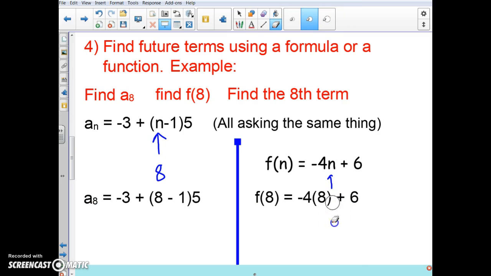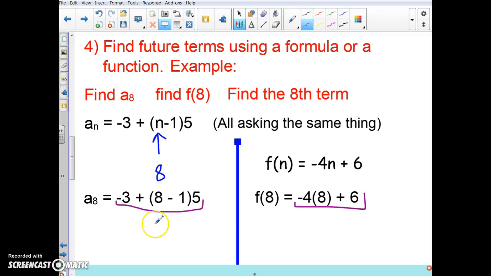Get this out of our way here now. And then we'd just be calculating out what these numbers ended up being, right? So this one ends up being, I believe, a 32. Let's even double check that. Yeah, 32. Right, and this one ends up being a -26. All right, that's how we find future terms. You take what your n is and you plug it in.